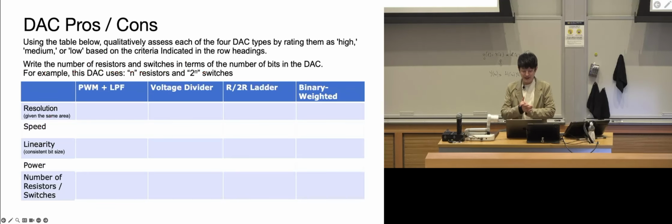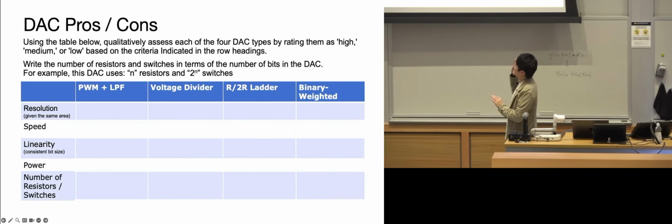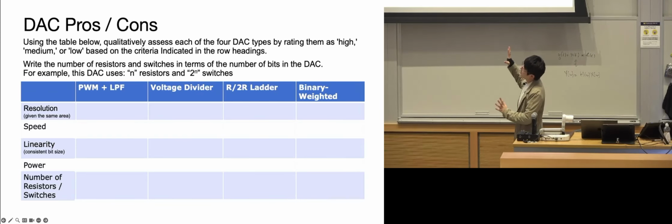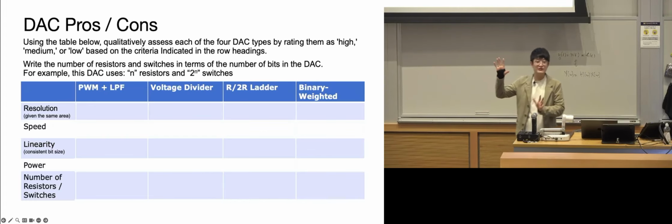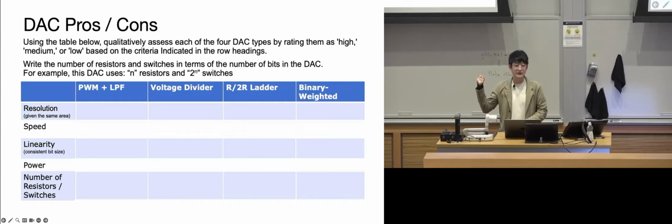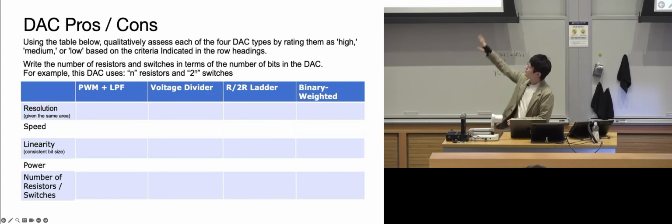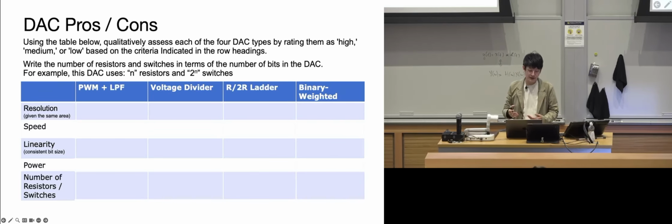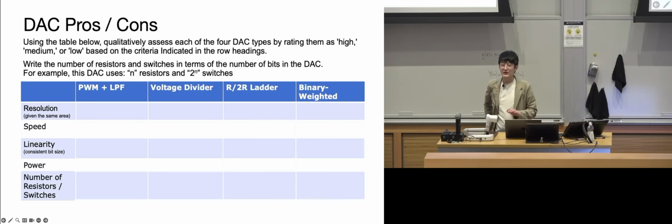Great. So let's look at this one, and let's spend maybe 5 minutes, and talk with your neighbors, try to figure this out, and then we can look at it all together. So, the 4 different types of DACs we have, and then give each a description or a ranking for the resolution, the speed, the linearity, power, number of resistors, etc. Okay, let's talk with neighbors.